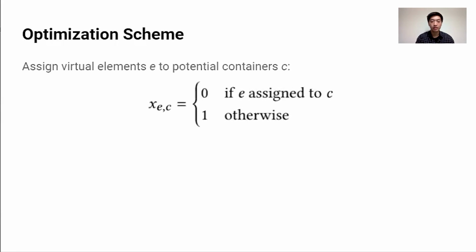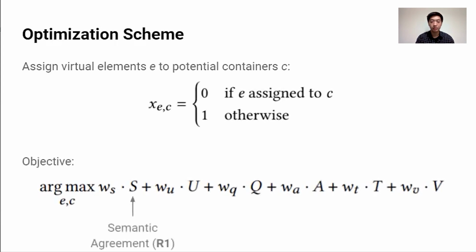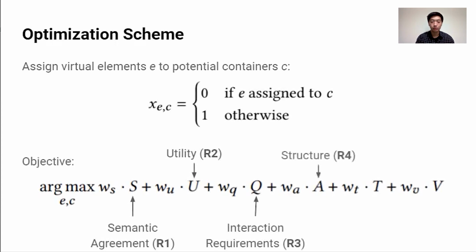We then formulate the task as an assignment problem where the goal is to assign each virtual element to a container voxel that best suits its needs. We formulate an objective function that contains each of the derived requirements as a sub-objective. Our sub-objectives include semantic agreement between the virtual setup and the physical environment, overall layout utility, satisfaction of interaction requirements, overall layout structure, layout spatio-temporal consistency, and lastly, visibility.